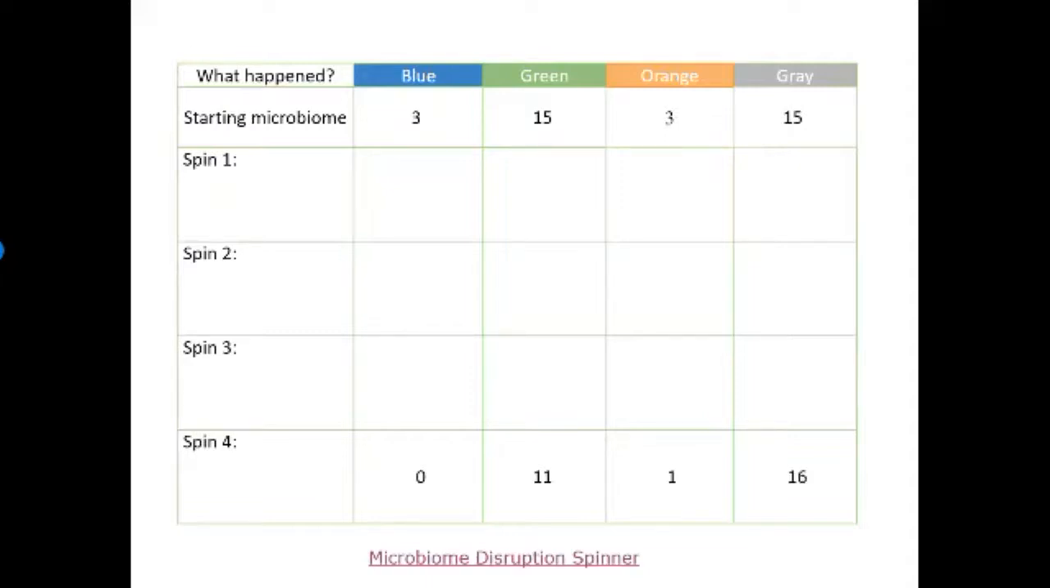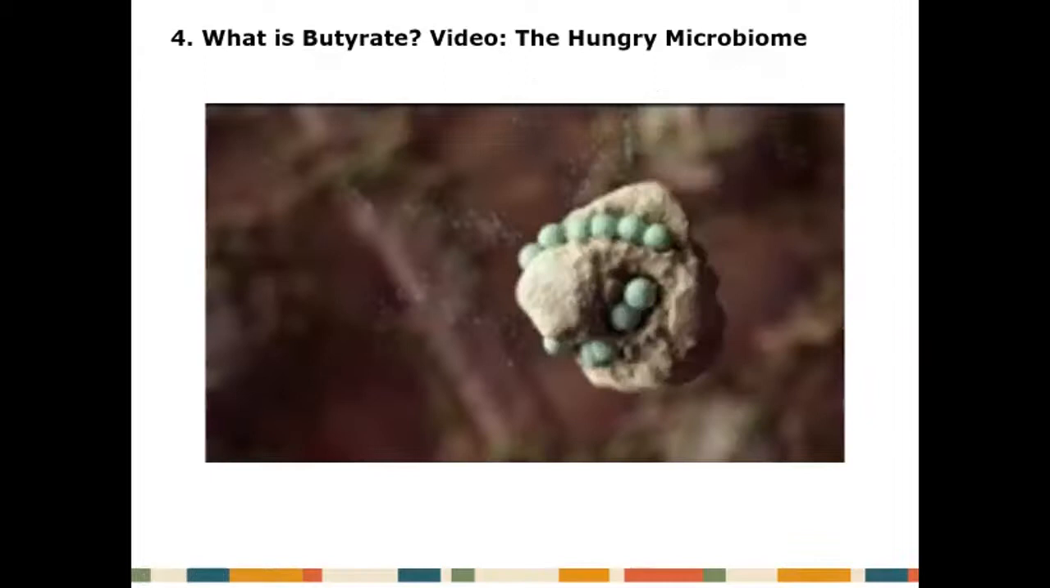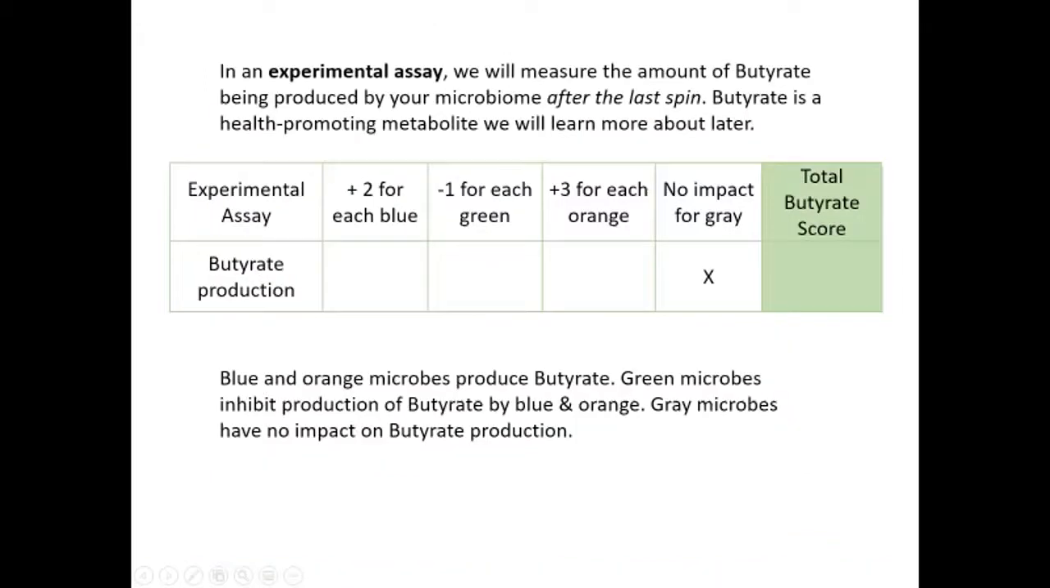Okay. So the next thing that we're going to do is an assay for butyrate. We heard a little bit about butyrate in the last video, and we'll learn more about butyrate in the next video. But our experimental assay is going to need these numbers. So we've got 3 blue, and we get a +2 for every blue. So that would be 6 blue that we have gotten at the end of that.